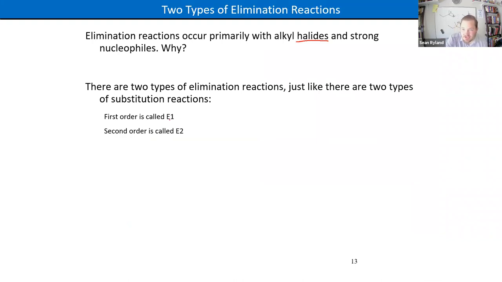And we'll see that there are two different versions of elimination, and we can see a lot of similarities here, right? A first order elimination is the elimination equivalent of SN1. A second order elimination is like SN2. So it happens all at once, versus your leaving group leaves first, and then you have the elimination happening. Right? So this one is still going to go through a carbocation intermediate, versus all at once.